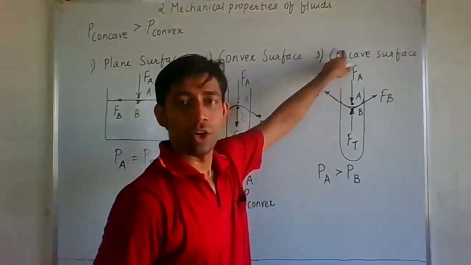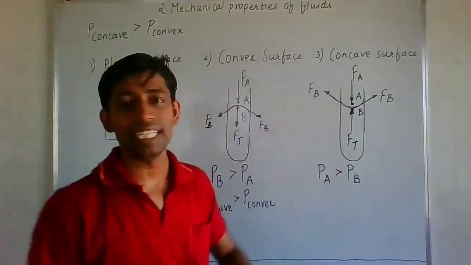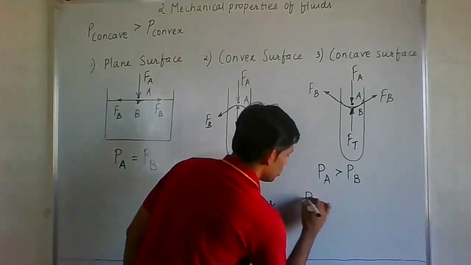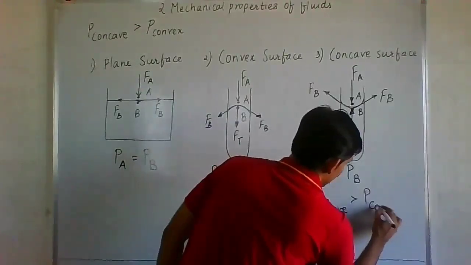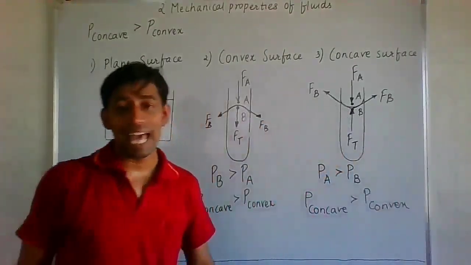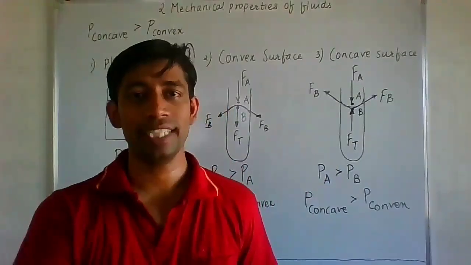And you know A side is nothing but concave, B side is nothing but convex. So here also we conclude that pressure on concave side is greater than pressure on convex side.